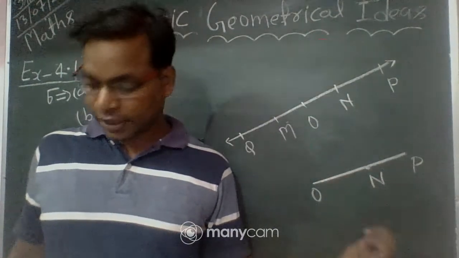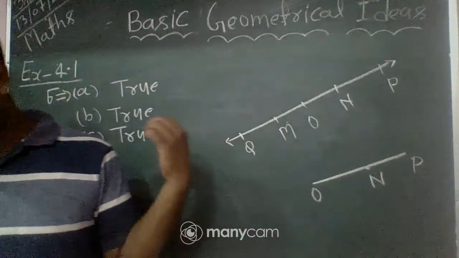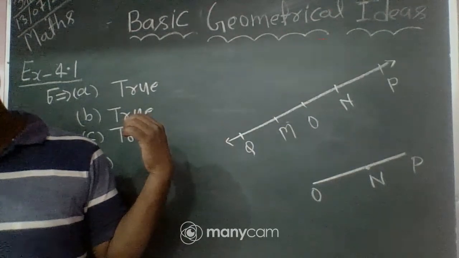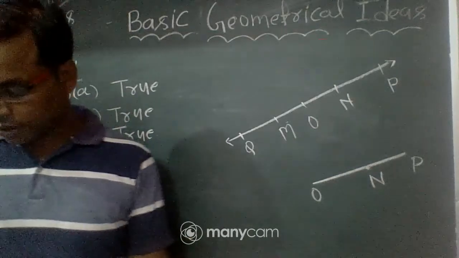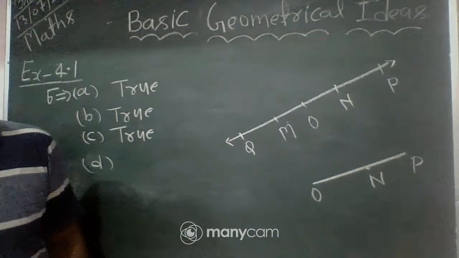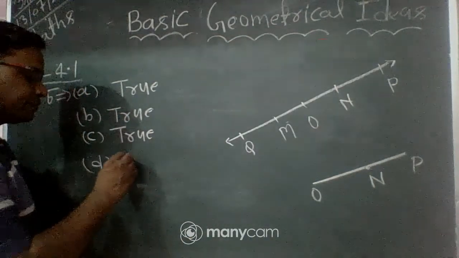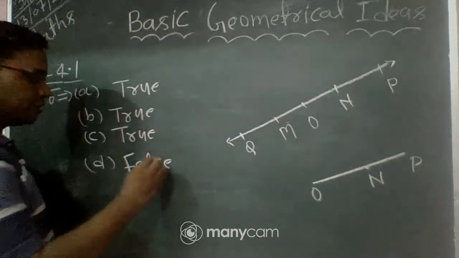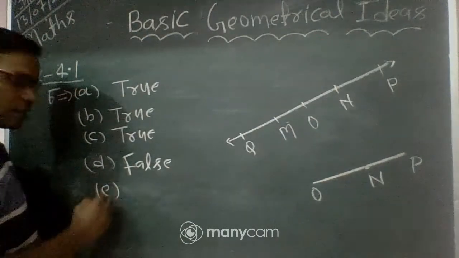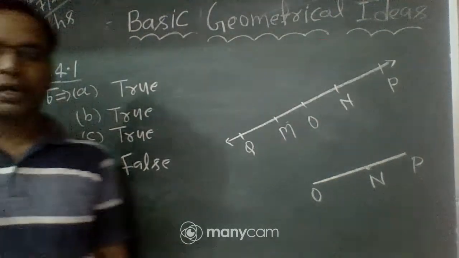Okay. So this is our given statement. The given statement is false. O and N are not endpoints of the line segment OP. So it is a false statement. This is a false statement. Clear?